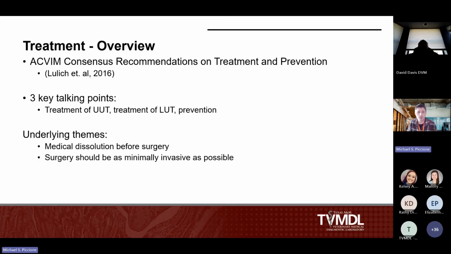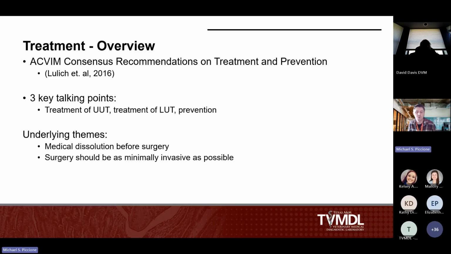So the first thing that I want to preface with this slide is basically letting you know that a lot of this data is from the ACVIM consensus recommendations on treatment and prevention of uroliths. And according to that statement, some of the uroliths that you encounter should be medically dissolved. That's a big part of how our diets work or why our diets are relevant. There are a number of them out there now. We will talk about some of these throughout the subsequent slides, but I do want to take a moment to discuss basically how these diets work. There's nothing per se magical about them. It's not magic. There's actual science that goes into it.